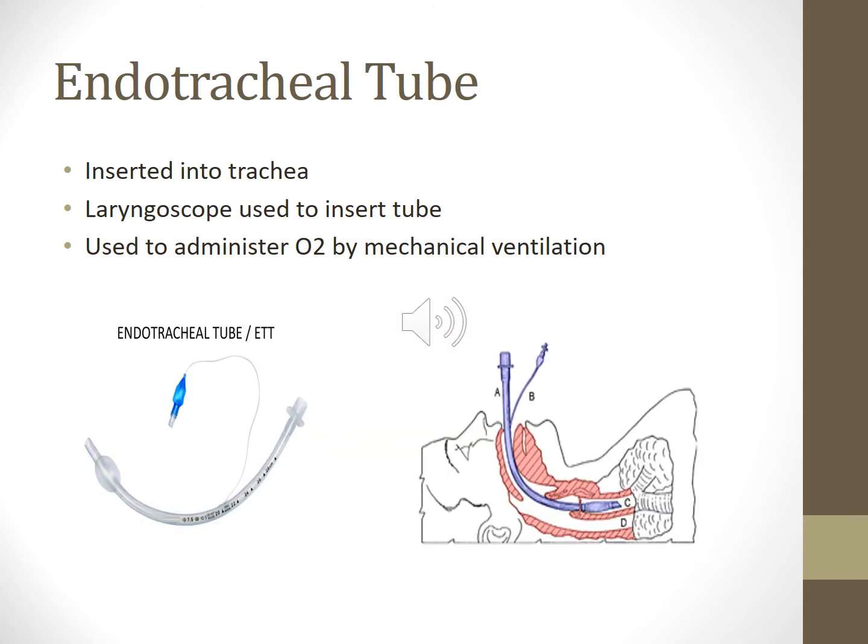So the next artificial airway we're going to talk about is the endotracheal tube. This is inserted into the trachea. A laryngoscope is used to insert. This is usually done again by an advanced practitioner or physician. We can use this to administer oxygen by mechanical ventilation. Most commonly, we use a cuffed endotracheal tube to prevent air leakage and bronchial aspirations. Once this is put into a patient, the patient cannot speak. And once we've put this in, often it requires suctioning to remove secretions.